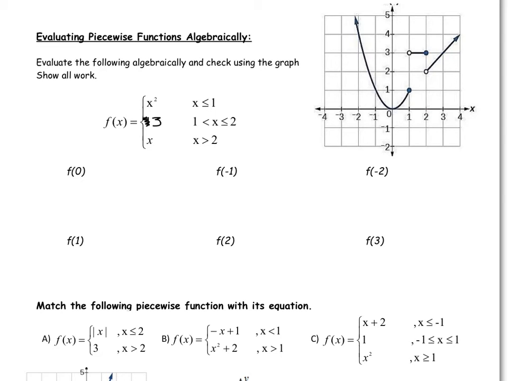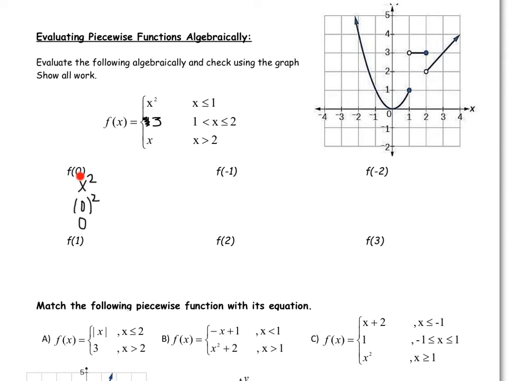So the first one says, find the y value when x is 0. So when x is 0, we need to figure out which of the 3 categories that falls under. Well, x between 1 and 2 would be here. X greater than 2 would be here. So if x is less than 1, doesn't 0 fall under that? So we have to use this. So algebraically, we would be plugging into the x squared function, and we'd plug in 0 squared, and we'd get 0.